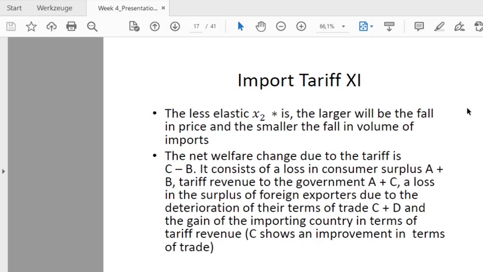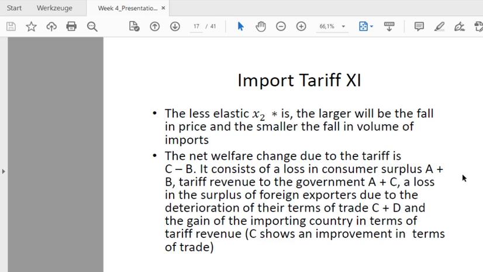So the less elastic X2 star is, the larger will be the fall in price and the smaller the fall in volume of imports, and the opposite is valid too. The more elastic it is, the lower will be the fall in price, and the larger will be the fall in volume of imports. The net welfare change due to this tariff is capital C minus capital B. Those are the areas that you can see in figure 5.3.